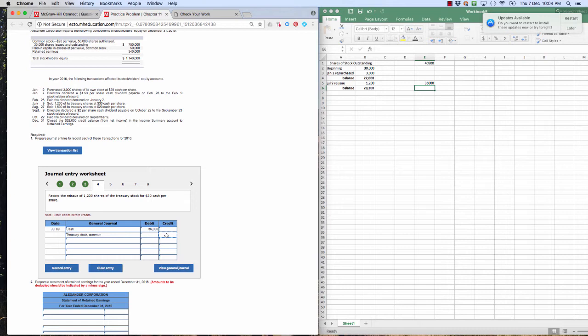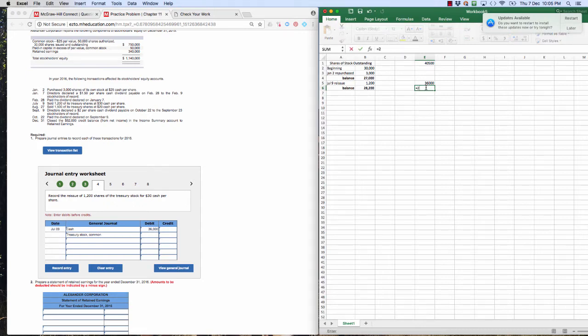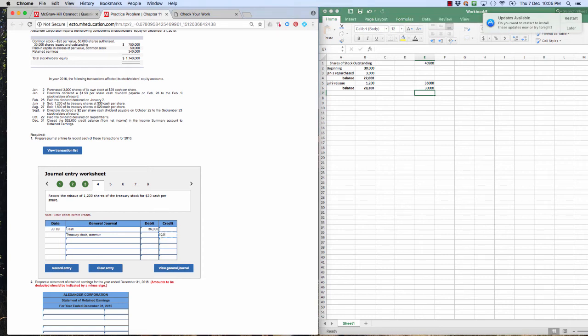But the tricky bit is that we're selling these shares for more than we paid for them when we repurchased them. So the amount that's in the treasury stock account is just going to be equal to $1,200 times $25, which is going to be $30,000. We can just do the math to reinforce that. 25 times 1,200, $30,000. So we can credit treasury stock only in the amount that we actually paid for those shares when we repurchased them.